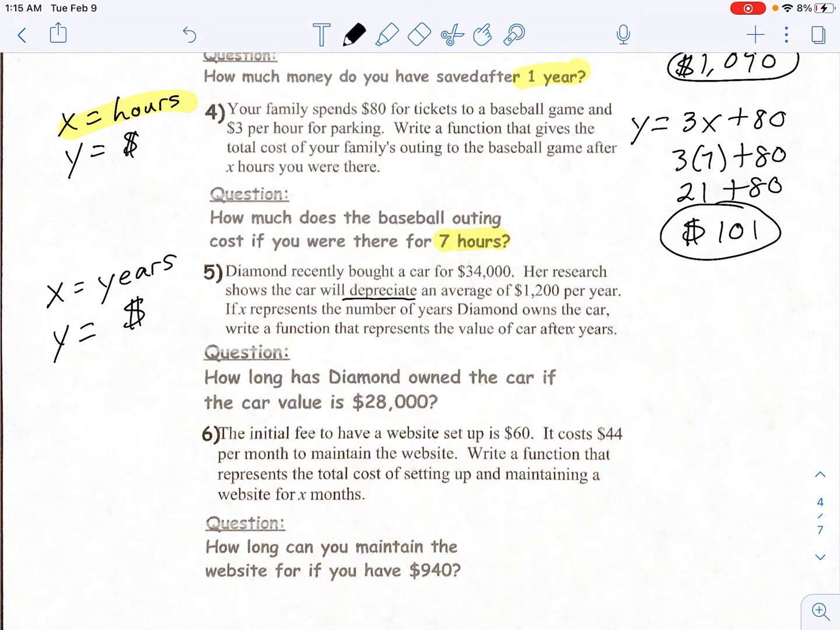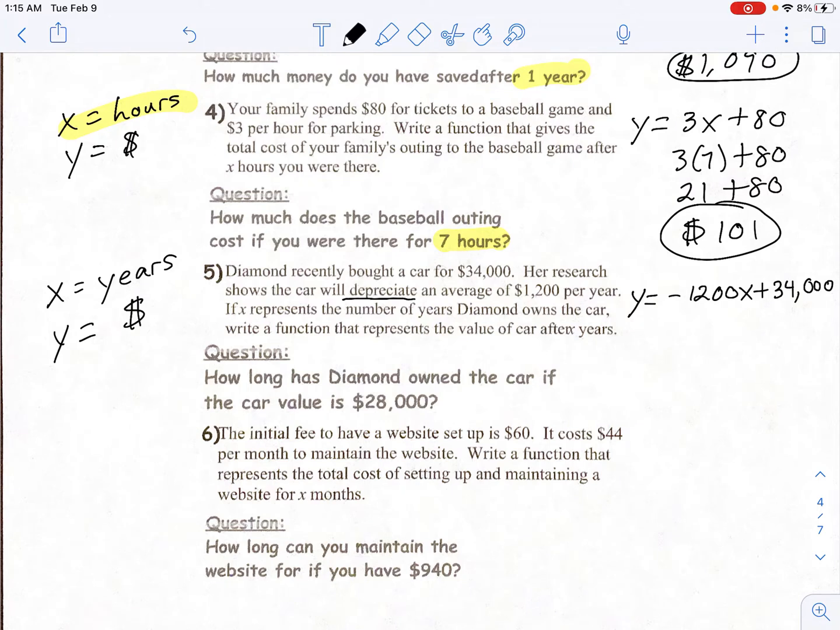All right, so she bought a car for $34,000 originally. Pretty expensive car, pretty nice one. All right. It says that it depreciates at an average of $1,200 per year. So that $1,200 is our rate, and it's negative, okay, because it depreciates. And then she originally paid $34,000.